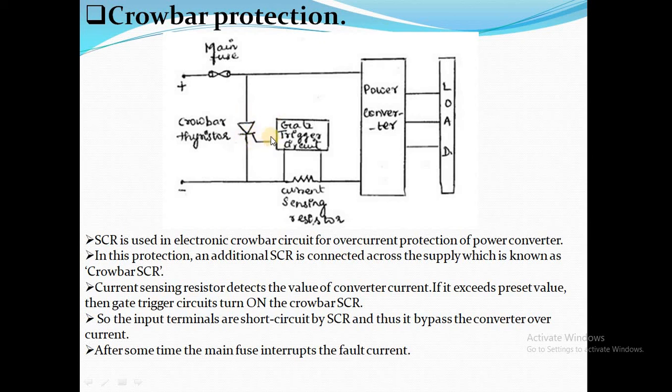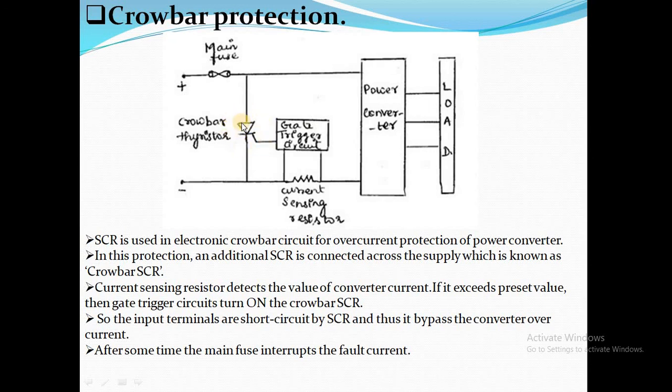So when the SCR gets the gate signal, the SCR starts conducting, and a conducting SCR acts as a closed switch. Normally when there is no gate supply, the SCR is in open condition. At that condition, current flows from the supply to the converter, and from the converter back to the supply. So when the power converter current exceeds the preset value, that exceeded value will be sensed by the resistor, and this resistor sends the signal to the triggering circuit. The triggering circuit turns on, and it makes the crowbar SCR turn on.